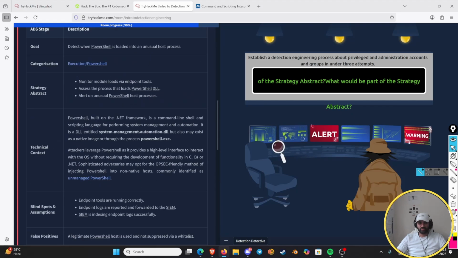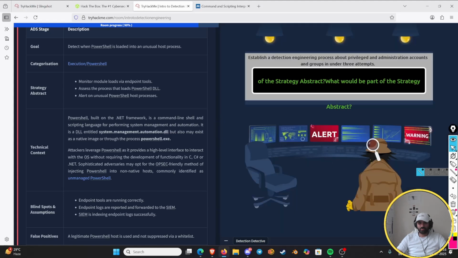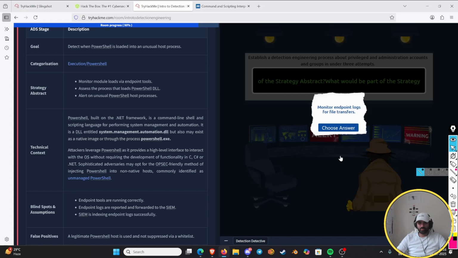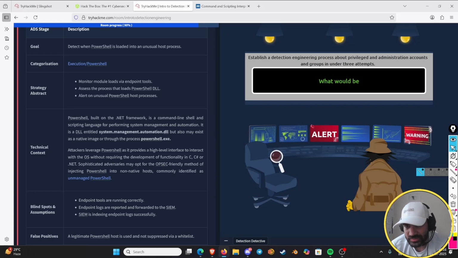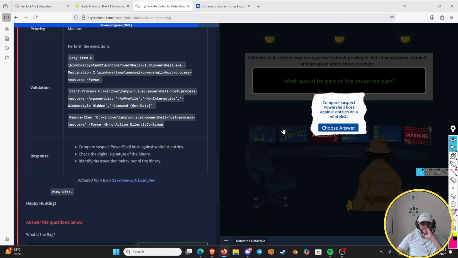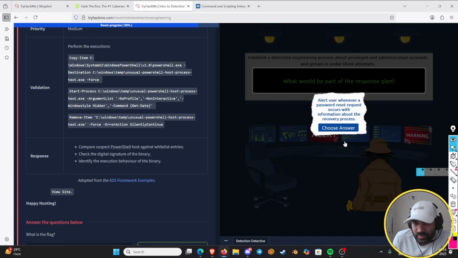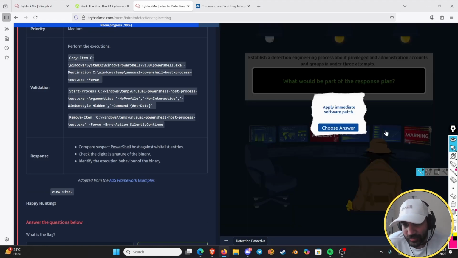Strategy abstract. No. Yes. The last is what would be part of the response. Identify if the application binary corresponds to the installed application. Alert the user whenever... no. Whatever this would be, the answer may be binary. No. 2 attempts left. Okay.